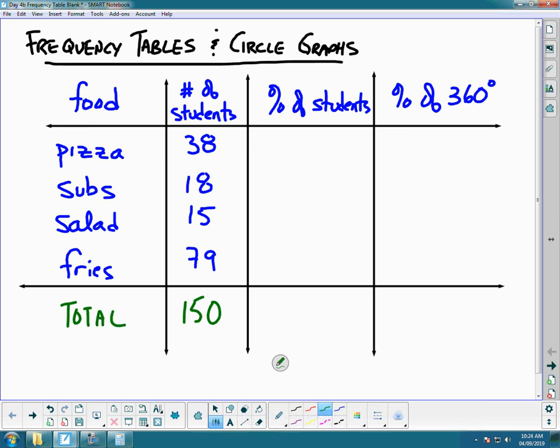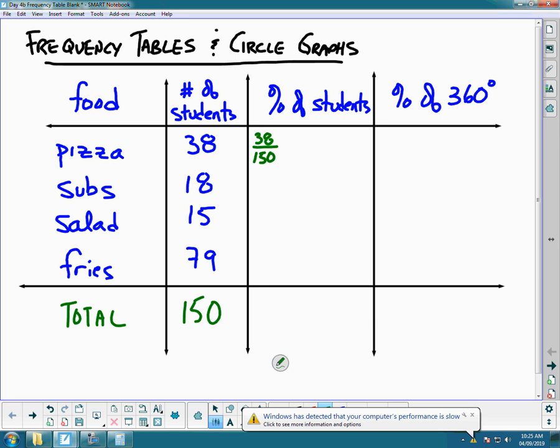We need to know the total in order to figure out what percentage of this group chose the various foods. So we'll use what we learned about percentages the other day to figure out what percentage chose pizza. So we know 38 students of 150 gets us the amount of the percentage that we have. So it's 38 out of 150 chose that.